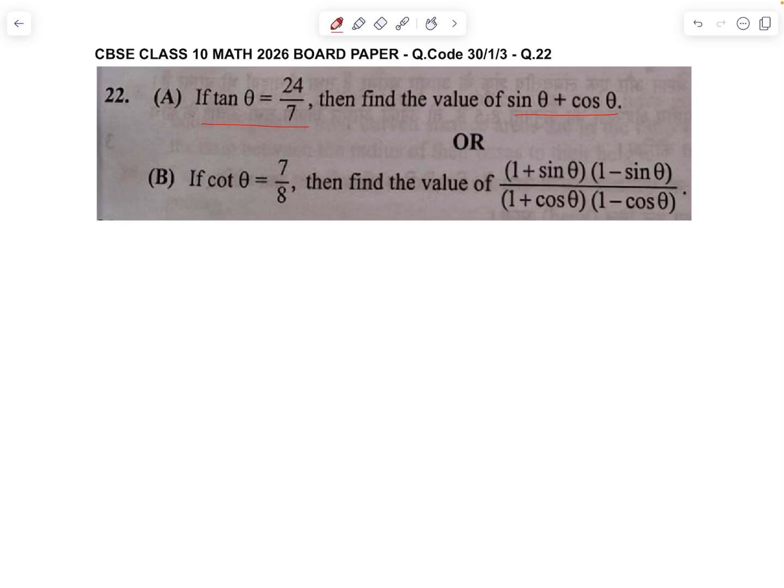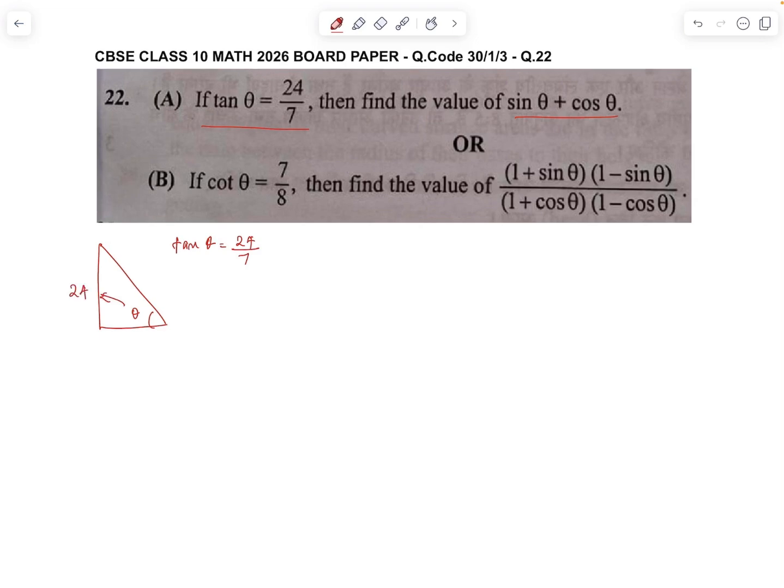The given ratio is tan, that is tan theta is 24 upon 7, which is opposite over adjacent, that is 24 and 7. We have to get the hypotenuse. Let's name the triangle as ABC. So AC is equal to square root of 24 square plus 7 square, which is root 576 plus 49, that is root 625, and so AC is 25.